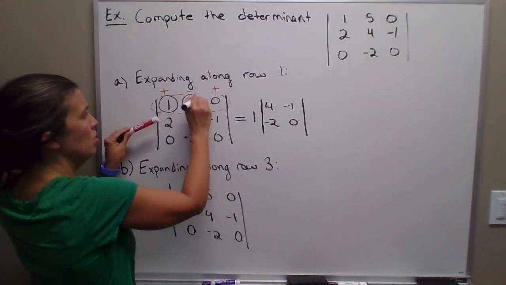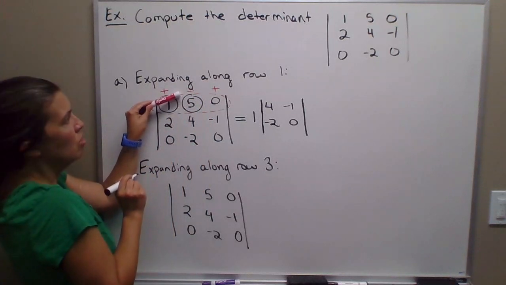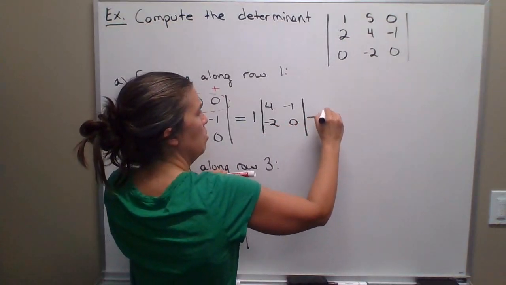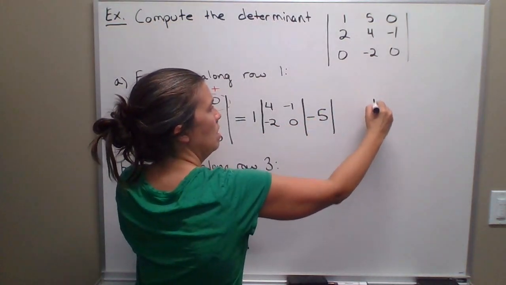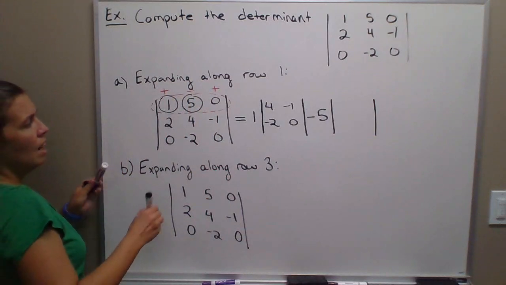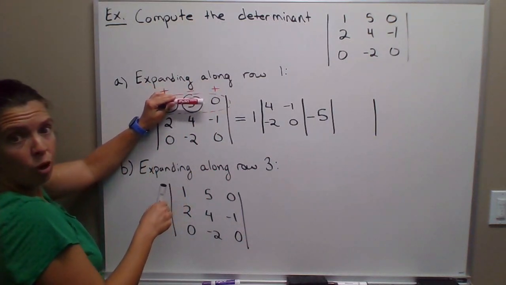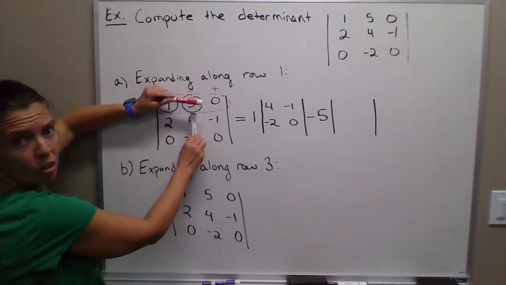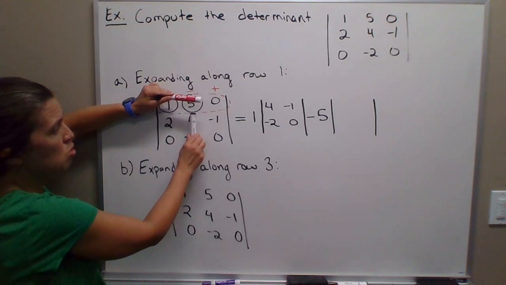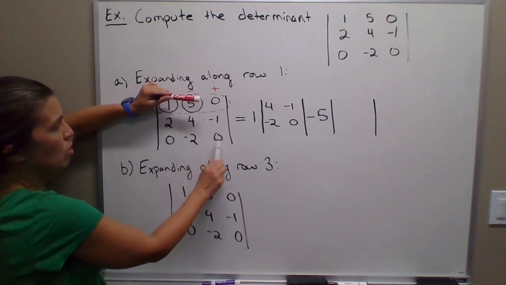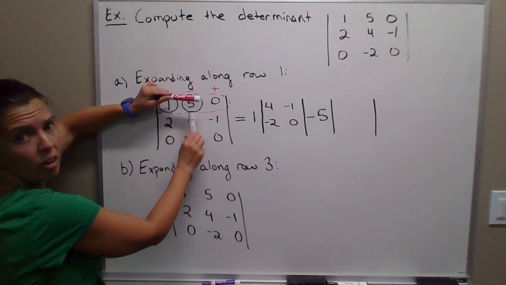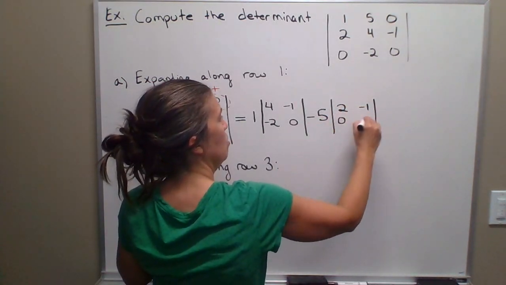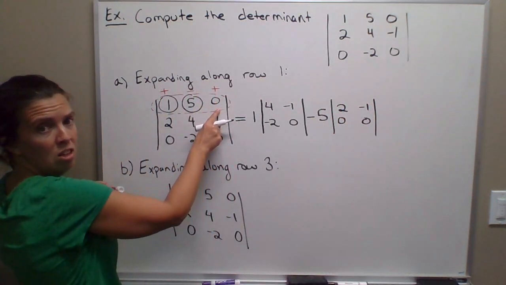Now the next entry. Don't forget the sign here. There's a negative applied here. So we're going to do minus 5 times the determinant of another 2 by 2 matrix. Again, we delete the row and the column that 5 belongs to. When we do that, we're left with this 2 by 2 matrix: 2, -1, 0, 0. And then now continue to move down the row.